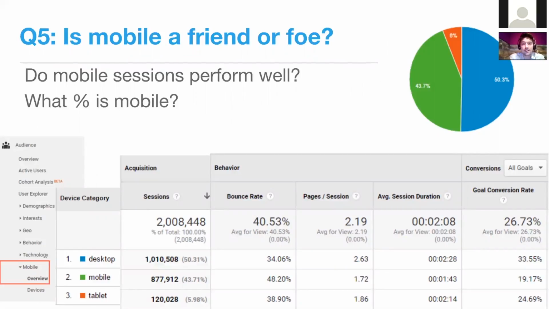Question 5. So question 5, is mobile a friend or a foe? Do mobile sessions perform well? What percent of our traffic is mobile? This is the genre of questions that we can be answering. We're going to find this over in our audience section, moving down to mobile and overview. And then we get a total view of our desktop, mobile, and tablet traffic.